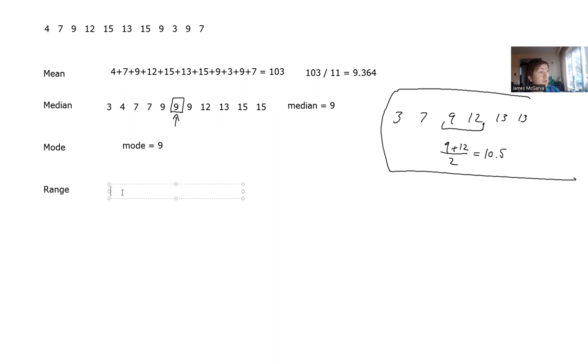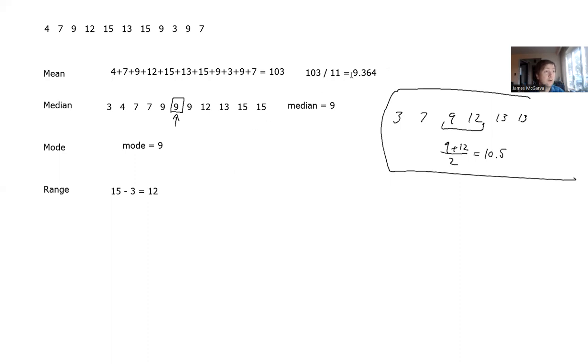All right, now the range is easy. And again, it's easier if you put it from lowest to highest, because now we can see the lowest is 3, the highest is 15. So we're just going to do 15 minus 3, which is 12. That's the range. These first three are measures of central tendency.